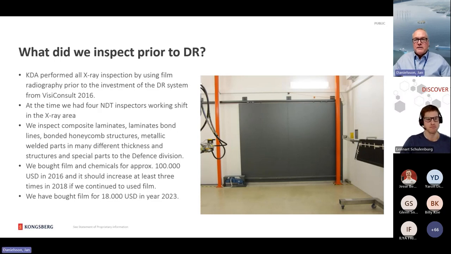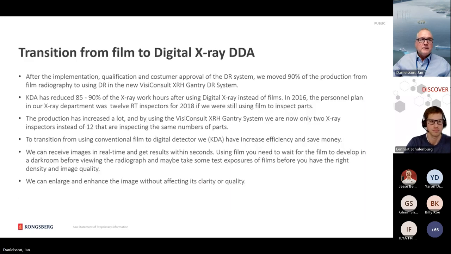In the aerostructure division, we have increased production more than four times in the last 5 years. The film X-ray department was the bottleneck in production during 2016. The queue of parts to be inspected in film X-ray was more than 14 days before the transition from film to digital X-ray, DDA. So it was a very successful implementation.